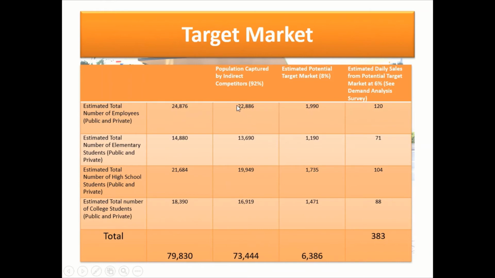And then nag-derive din kami ng pwedeng possibility, no, nakikita nyo 92% yung pwedeng ma-capture ng indirect competitors. So, ang matitira lang doon is yung 8%. This is the estimated target market. And then from there, mas naging conservative pa yung estimate namin that only 6% of the target market can really be captured. So from this number, lumiit ng lumiit. So 120, 71, 104, 88. So all in all, on a daily basis, we have an estimate of 383 potential consumers.